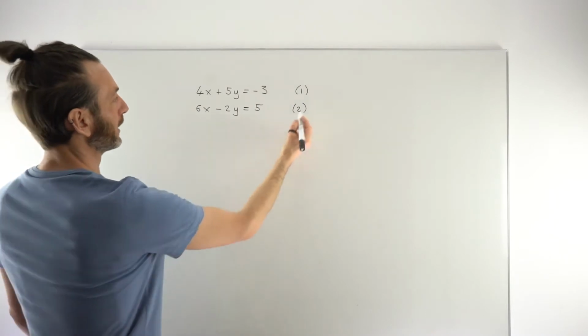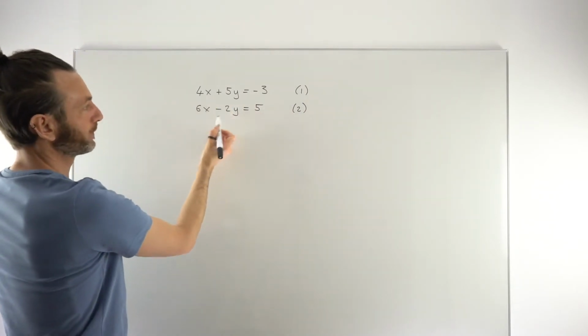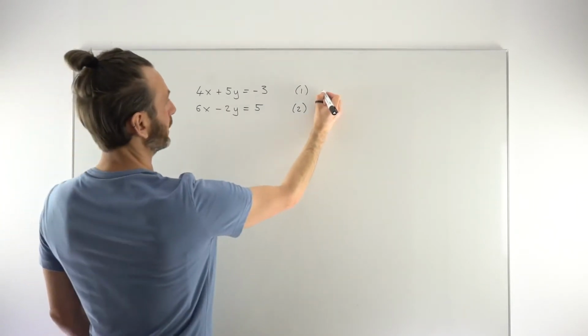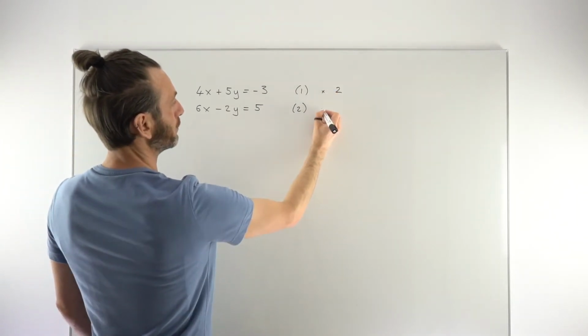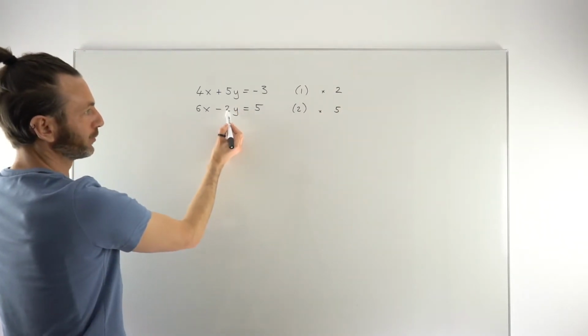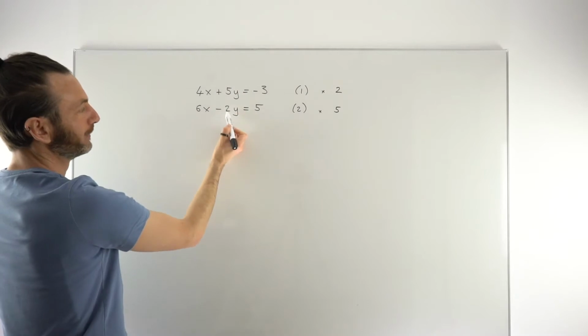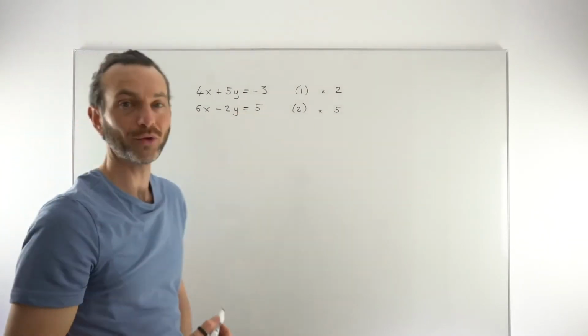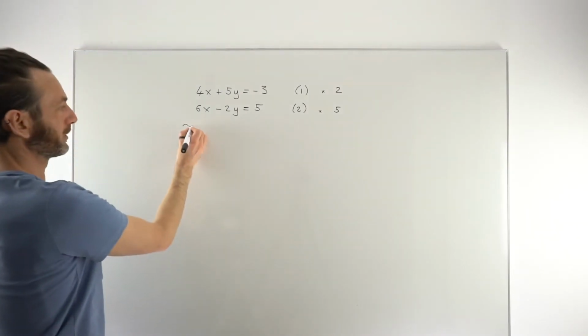So I'm going to multiply this first equation by 2, and I'm going to multiply the other equation by 5. So we're multiplying this one by 2 and multiplying this one by 5, just because this number here is 2, so we multiply the other equation by 2, and this one here is 5, so we multiply the other equation by 5. So that's going to give us two new equations, equation 3 and 4.